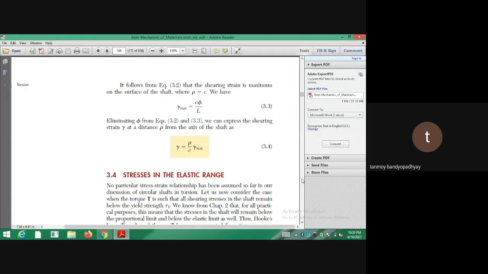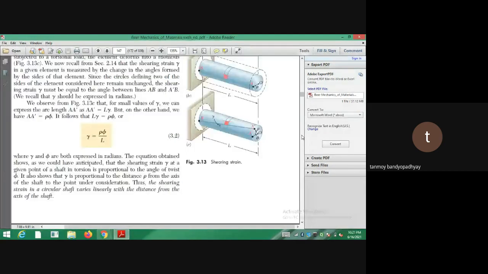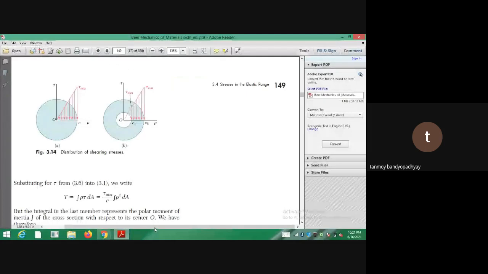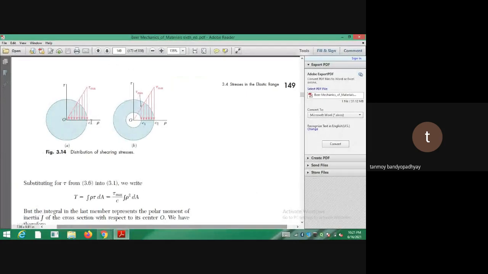So C is always the outer one. If you see this figure, C is always equal to d by 2. The maximum value of rho, they have taken it as C. But when it is a hollow shaft, you have to take two C's, C1 and C2. C1 is the inner radius, and C2 will be the outer radius.